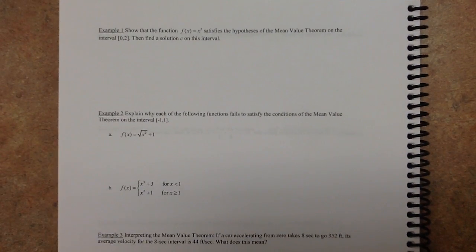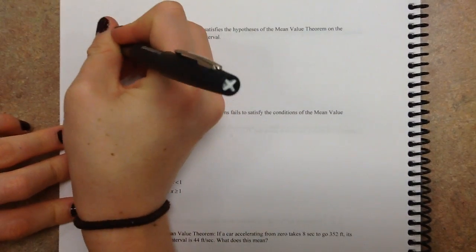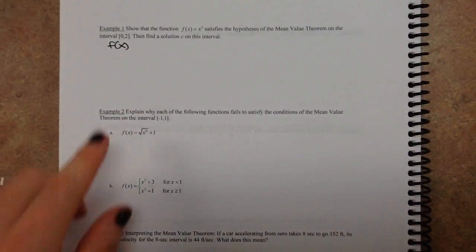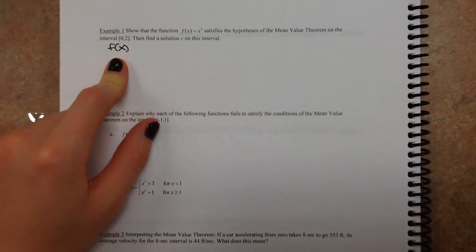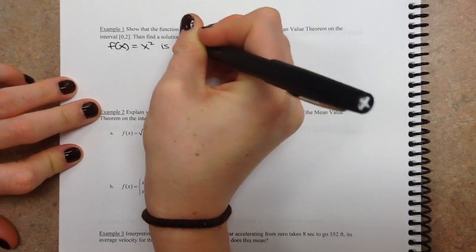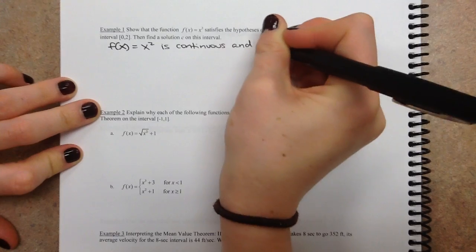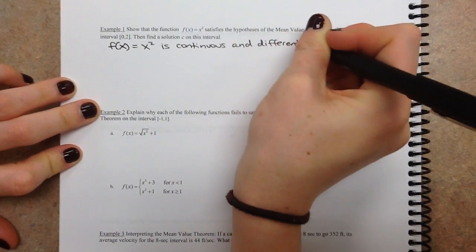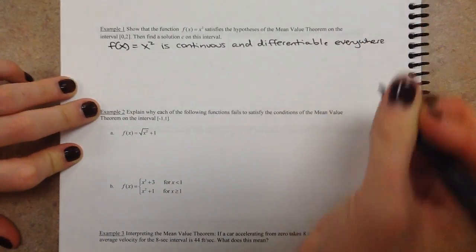So this first example, we want to show that x squared satisfies the hypotheses of the mean value theorem. So here's what you need to do. First of all, we need to state that f of x is continuous and differentiable on that interval. This one we can actually make a broader statement and say that x squared is actually continuous everywhere. So we can say f of x equals x squared is continuous and differentiable everywhere. So we don't even need to specifically mention that interval they're talking about.